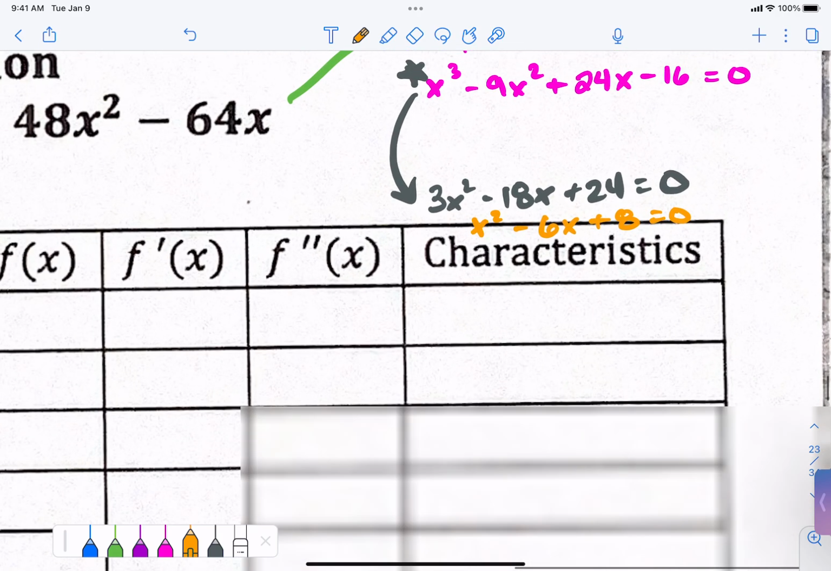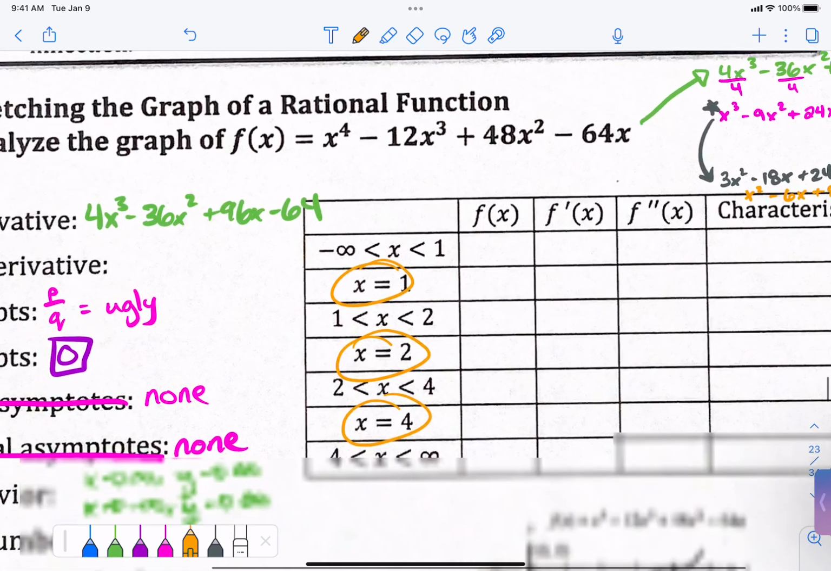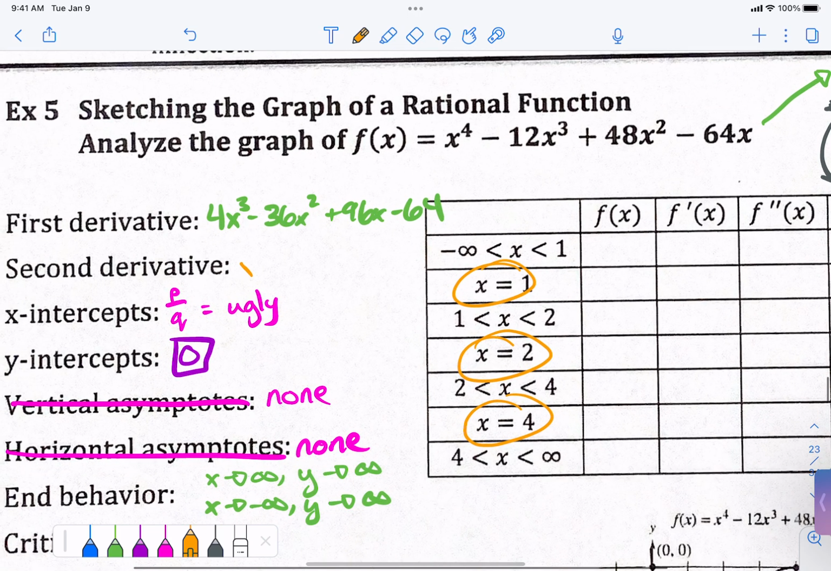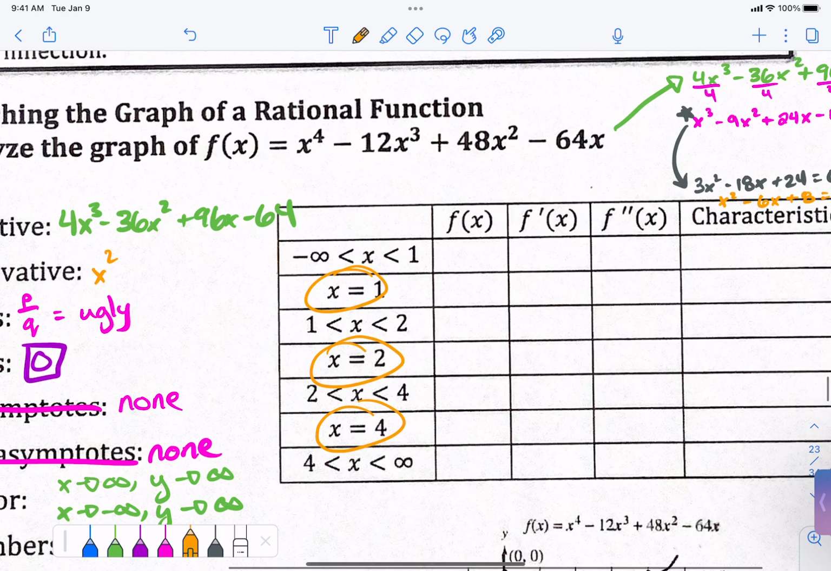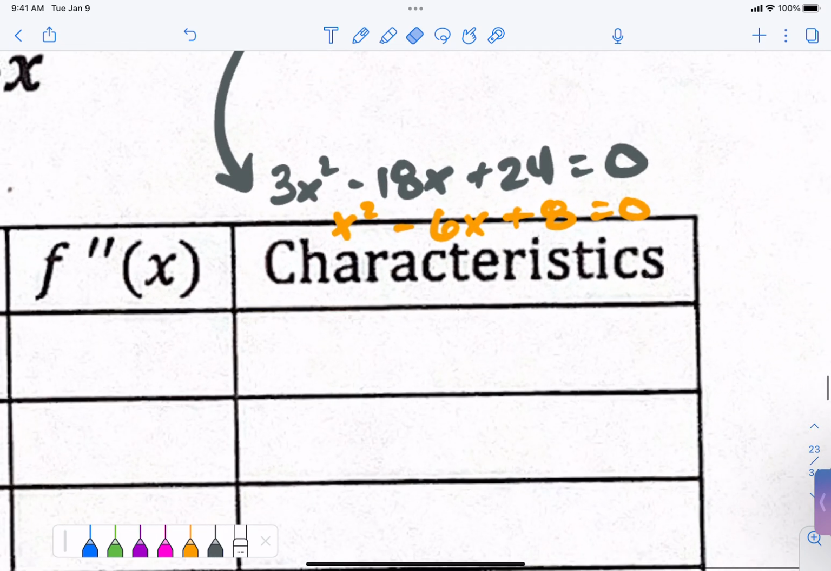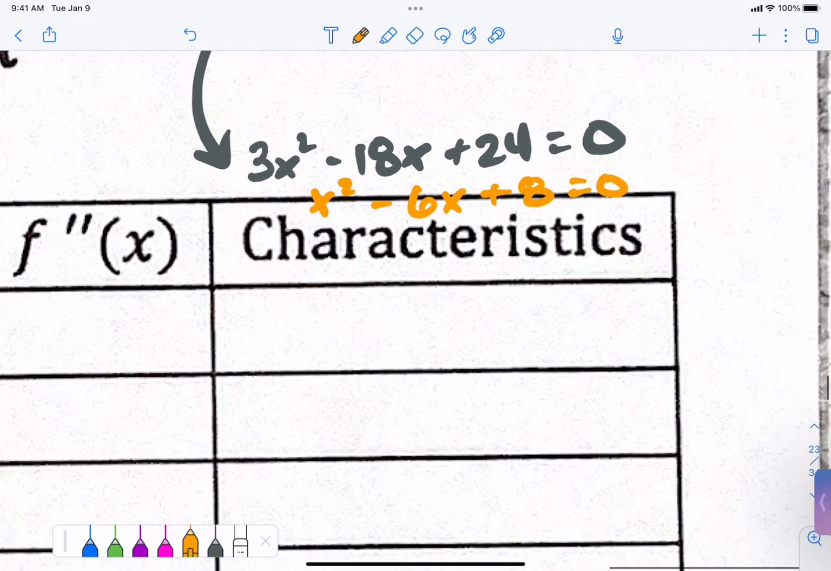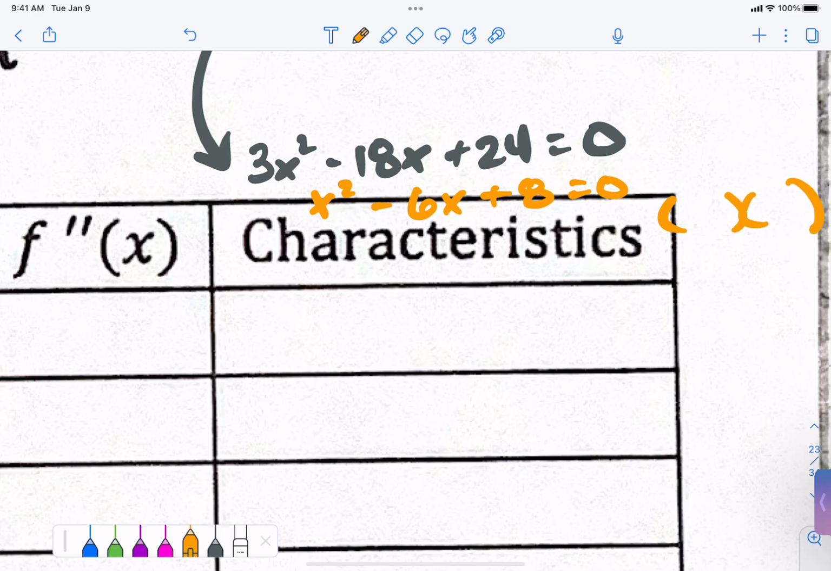That one's nice. I'm going to write that down for my second derivative: x squared minus 6x plus 8. You can do two bubbles: multiply to get 8, add to get negative 6. Negative 2, negative 4. So 2 and 4 are your critical numbers. So x equals 2 and x equals 4.